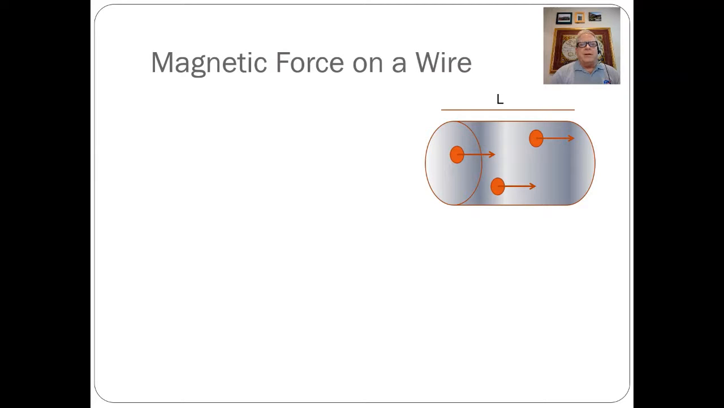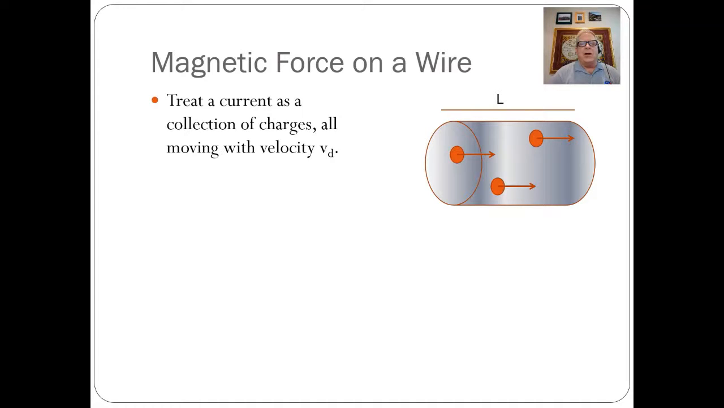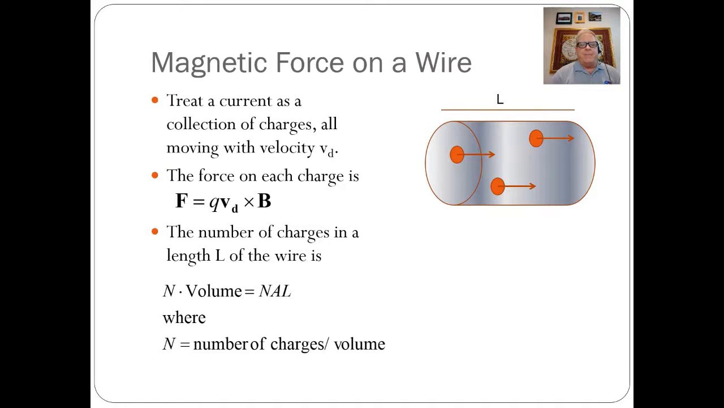So let's calculate the magnetic force on the wire by considering the current as consisting of a collection of charges that are all moving with the same velocity, which we have called the drift velocity. In that case, then, the force on each charge would be Q v drift cross into B. So now it becomes a matter of calculating how many charges we're talking about.